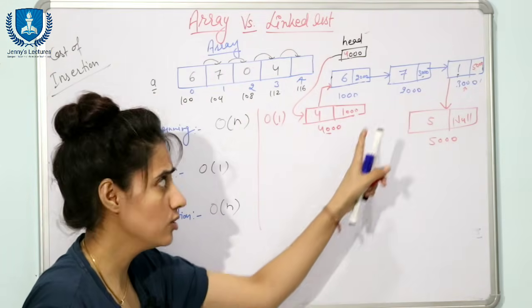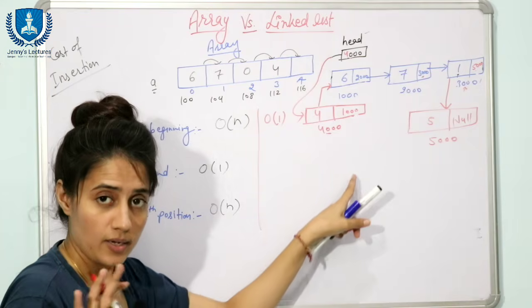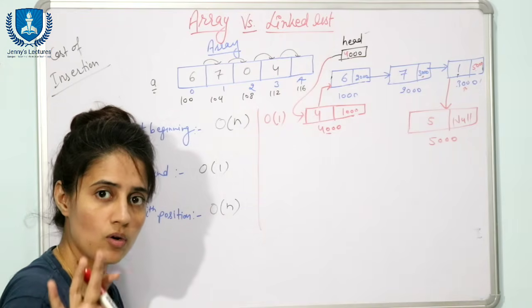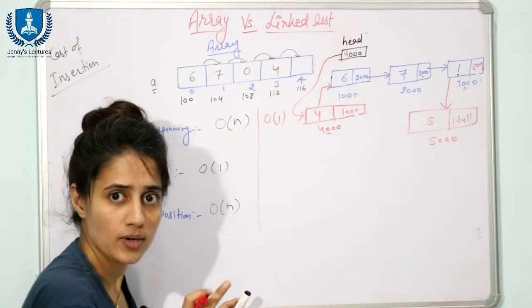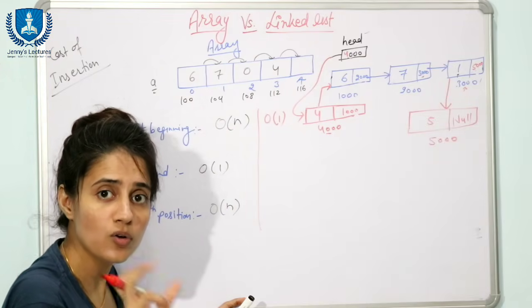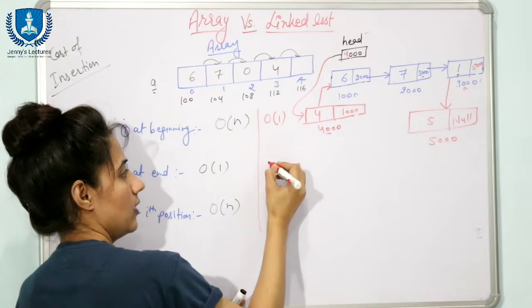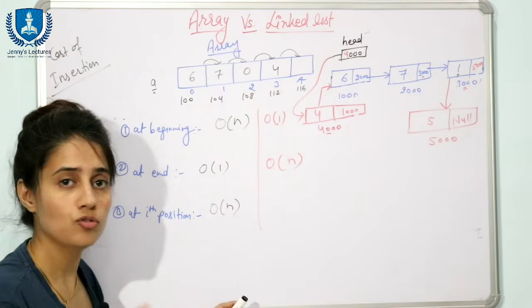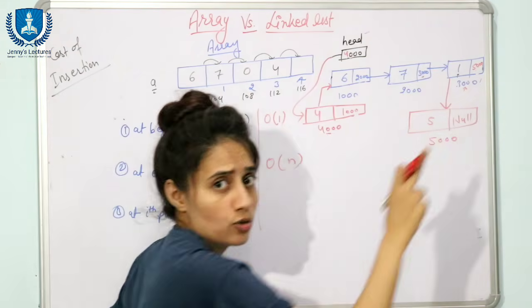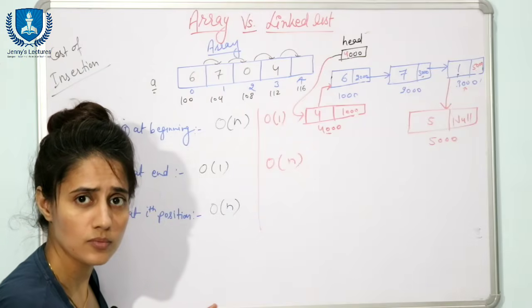We will discuss these operations in detail. Here I am just giving you an overview. So you have to traverse the complete list, right? It depends on the number of nodes in the list. That is why if you want to insert at the end, it is going to take order of n. You have to traverse the complete list to reach the end, right?